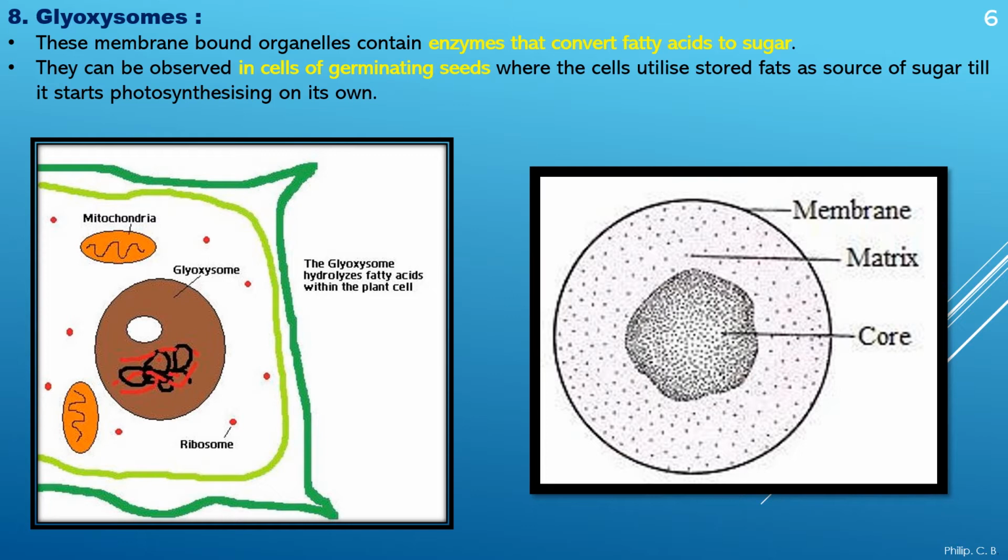So you can see the image on the left and right. Towards the left, we can see mitochondria, the glyoxysome, ribosomes, etc. Glyoxysome hydrolyzes fatty acids in the plant cell, and towards the right, the image of the glyoxysome, where you can see the outer membrane, the matrix substances or the cytoplasm in it, and the central core part.